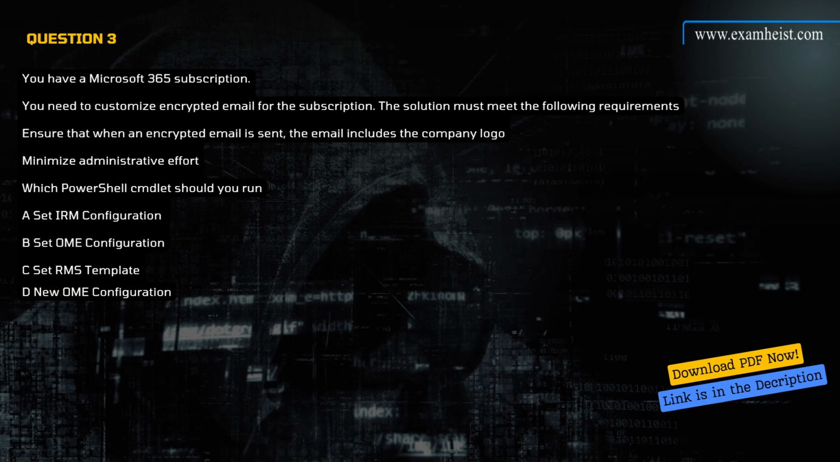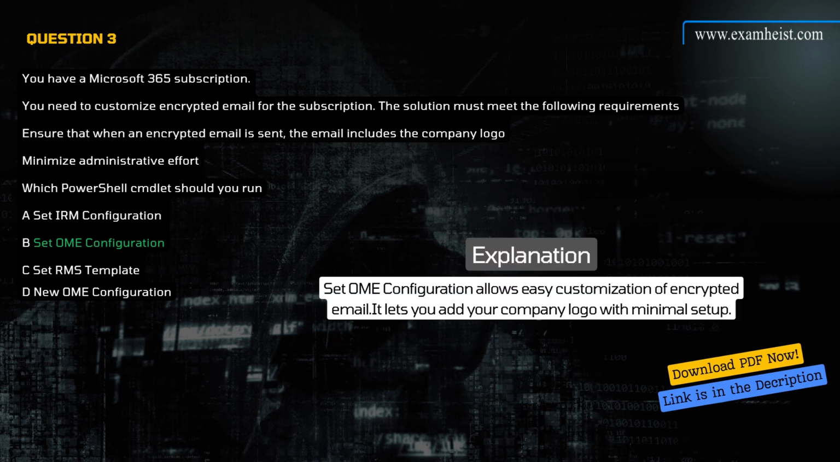A. Set-IRMConfiguration. B. Set-OMEConfiguration. C. Set-RMSTemplate. D. New-OMEConfiguration. Correct answer is B. Explanation. Set-OMEConfiguration allows easy customization of encrypted email. It lets you add your company logo with minimal setup.